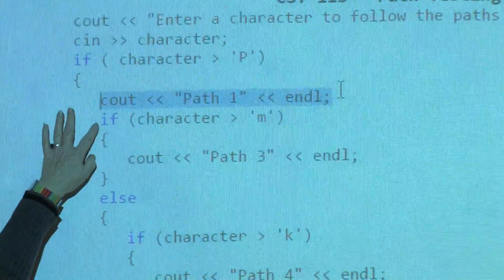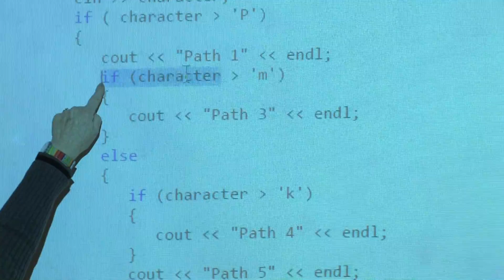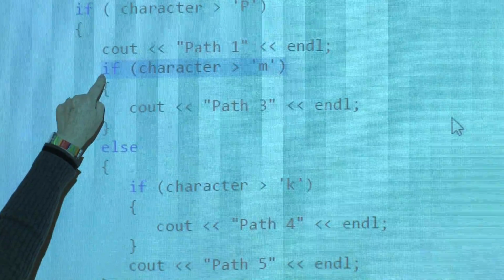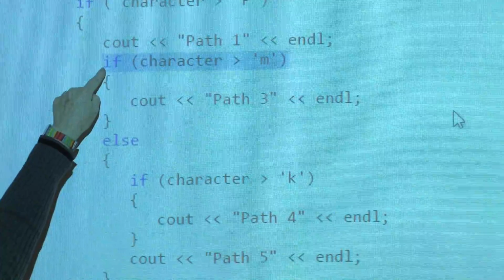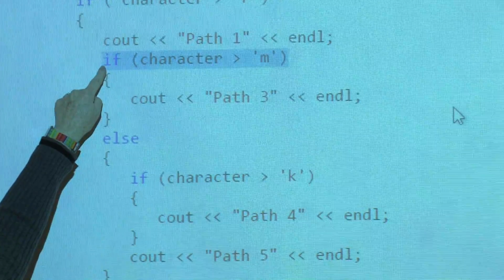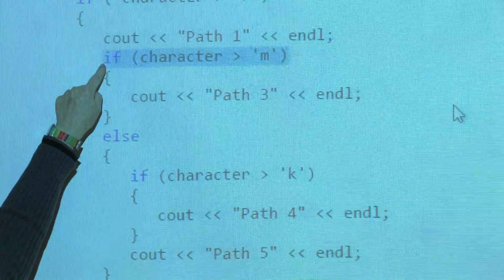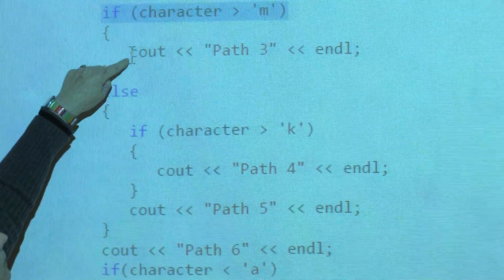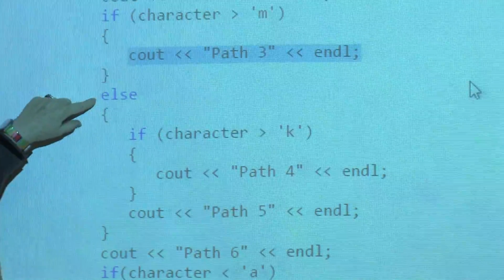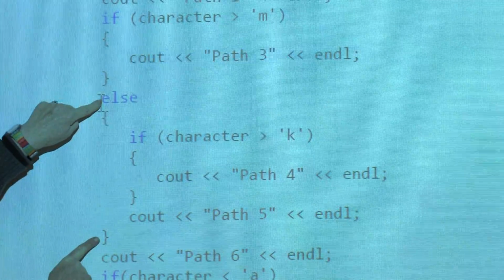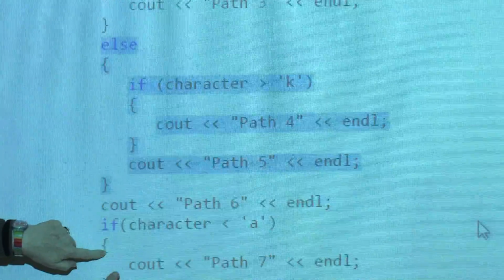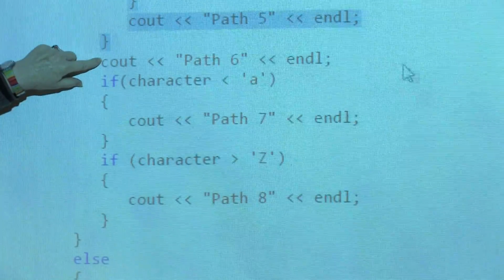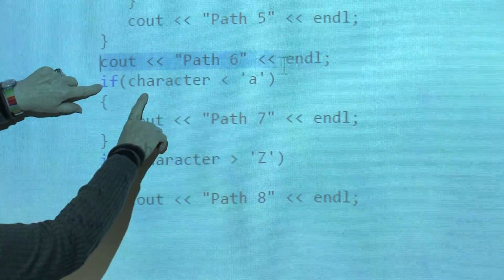Okay. Now we're going to ask, is the character greater than M? Yes. Tell me the ASCII values we're looking at. 109. Is 113 greater than 109? And it is, so it's going to output path 3, correct? Correct. Then it's going to skip this entire else, and it goes down to this line, and it's going to output what? Path 6.